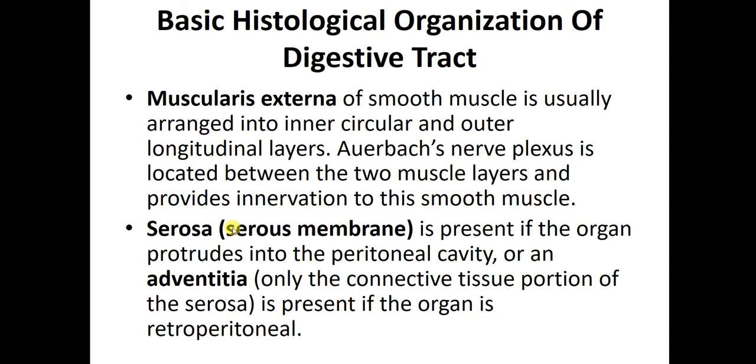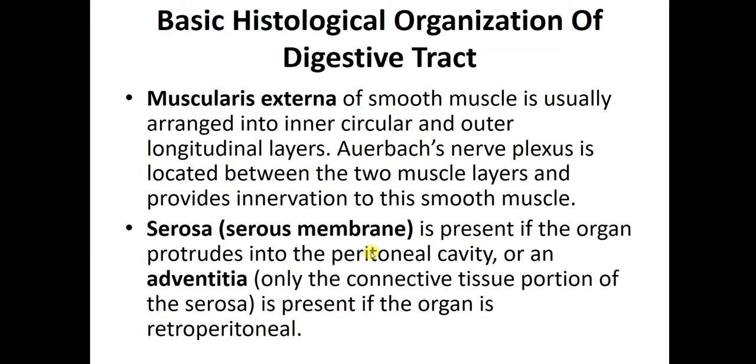Then serosa, or serous membrane. One detail: we have serosa or adventitia, but they are not the same thing. Serosa is a serous membrane. There are 3 serous membranes in our body: pericardium, peritoneum, and pleura. If we talk about the digestive tract, it is covered only with peritoneum. The peritoneal lining is not for every organ of the digestive tract, because only some of them are present in the peritoneal cavity and covered with serosa.